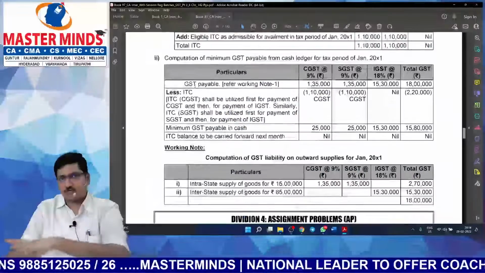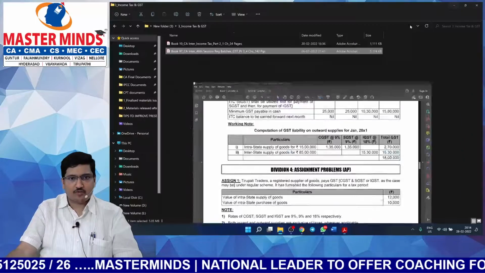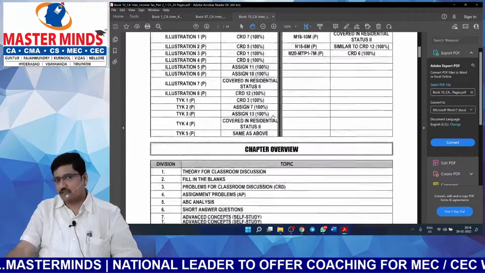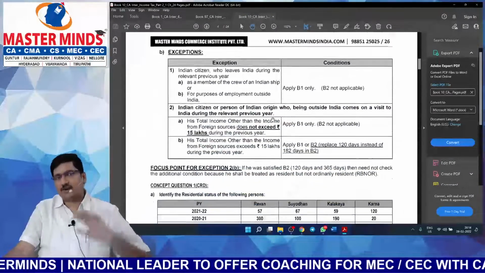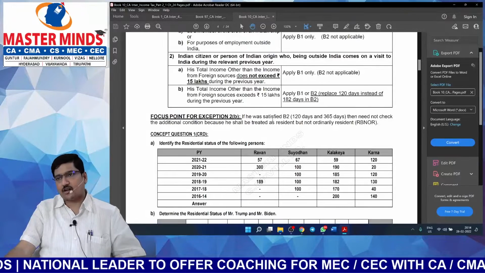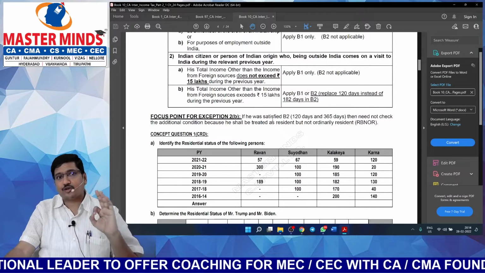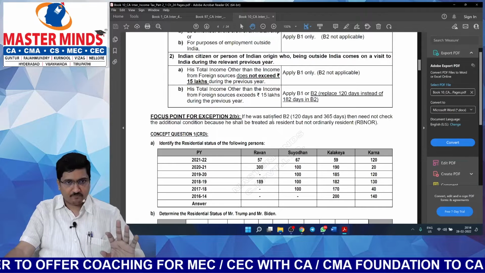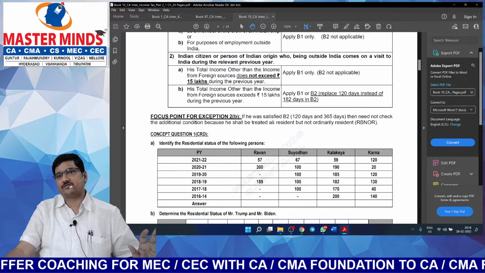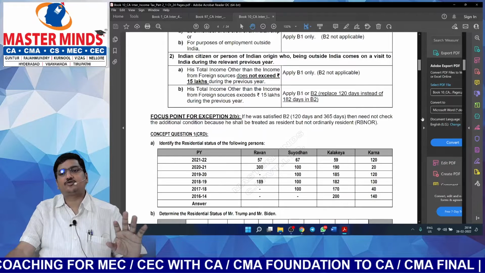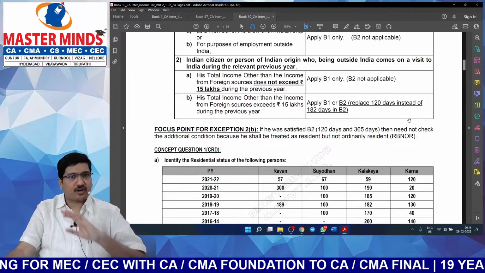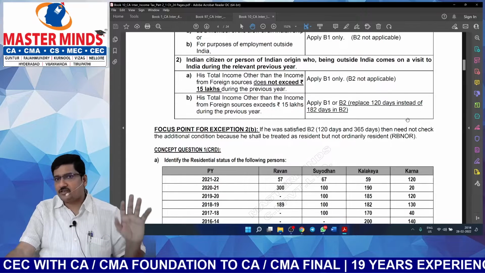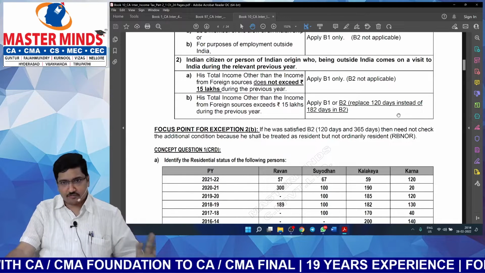So this is the work we have done in GST, and we have done a similar job in our income tax also. For example, in our latest material, we have included around 30 problems on total income. 30 CRD, 30 assignment. That is the number we have increased. So we want our materials to be exhaustive. It's not required for students to prepare from any other source other than Masterminds material. That is our sole objective.